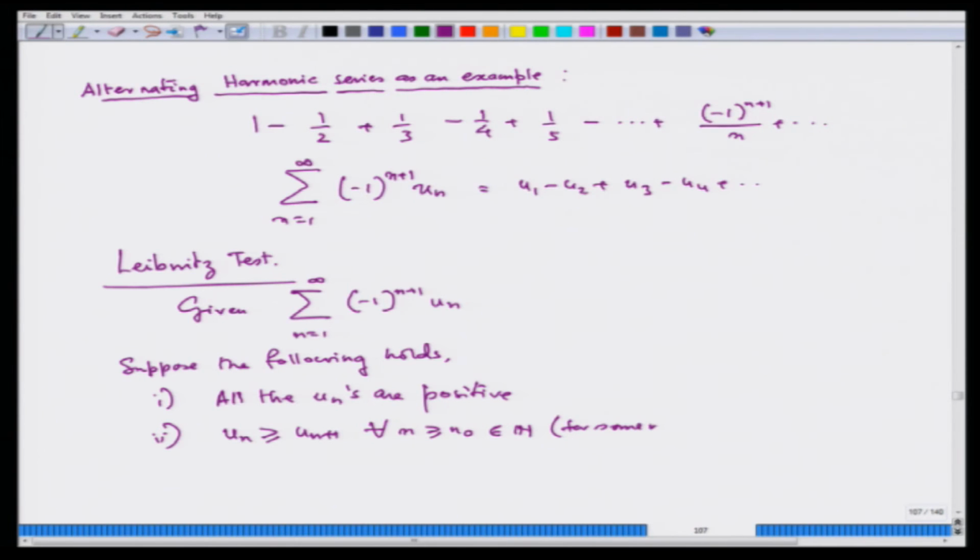So basically this u_n itself has to form a decreasing series. If I just take out this u1, u2, u3, u4, it will form a decreasing series, and third, u_n goes to 0. If all these things happen, we will conclude that the summation converges.